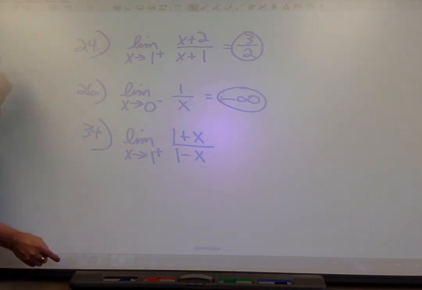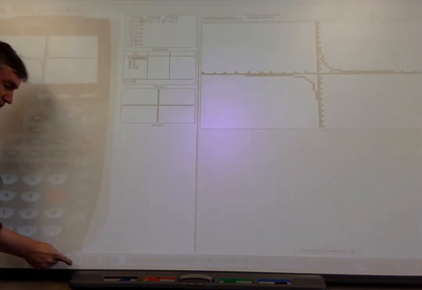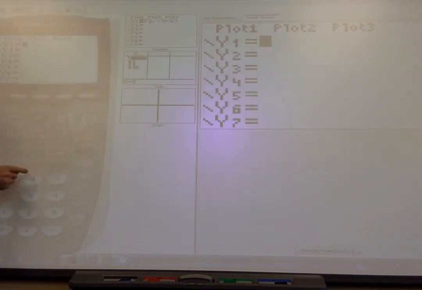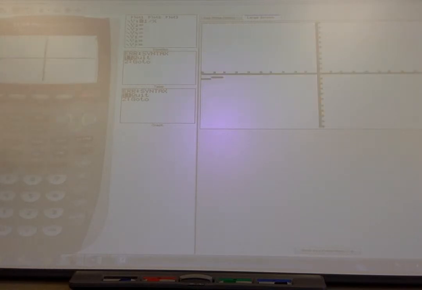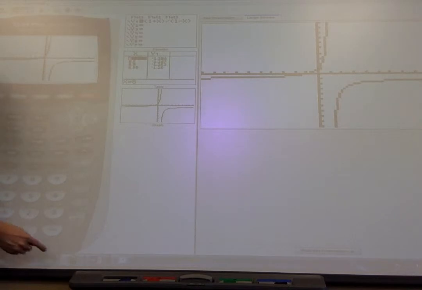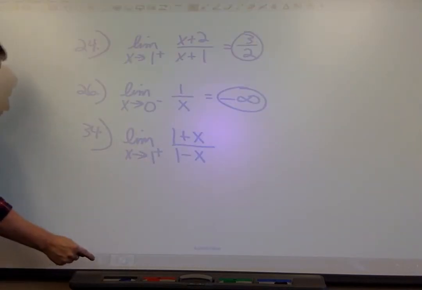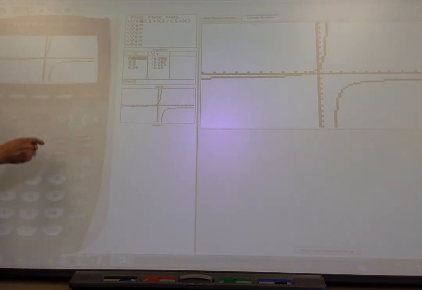Let's graph it. Parentheses, 1 plus x, divided by parentheses, 1 minus x. Okay. Standard limit. Now look at that question again. The limit as x approaches 1 from the right. If I approach 1 from the right, closer and closer, where's y going?